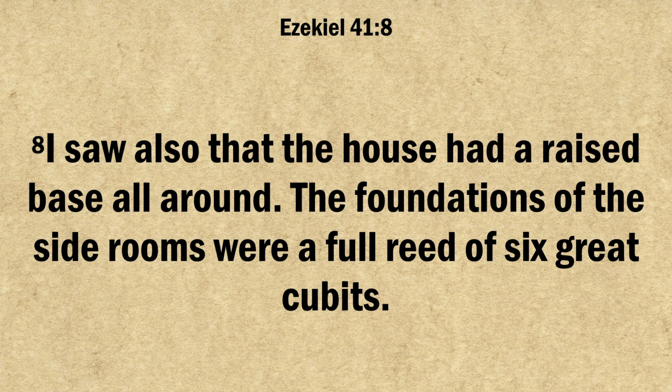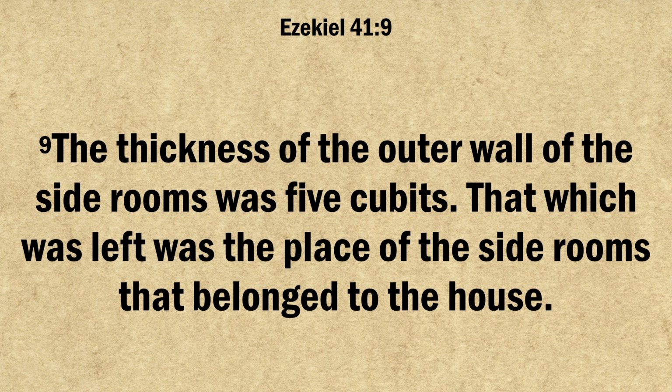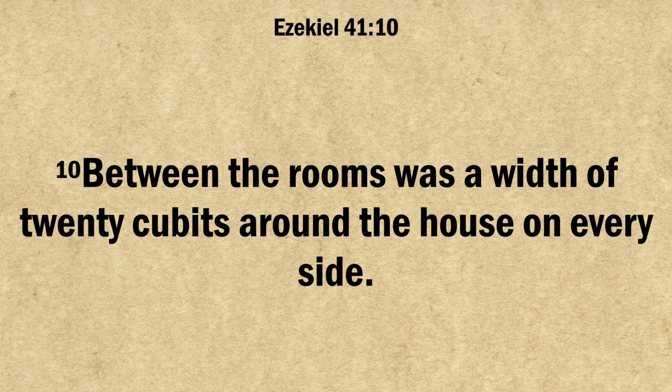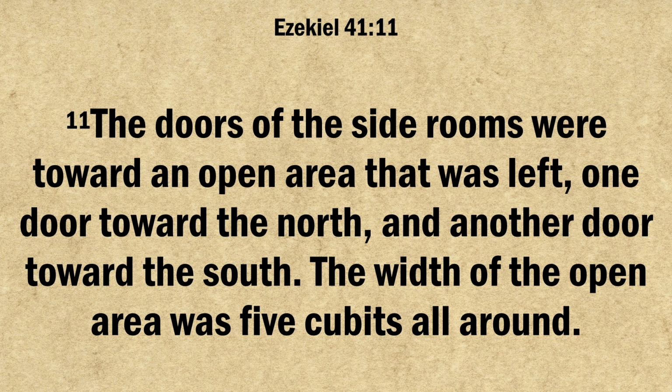The foundations of the side rooms were a full reed of 6 great cubits. The thickness of the outer wall of the side rooms was 5 cubits. That which was left was the place of the side rooms that belonged to the house. Between the rooms was a width of 20 cubits around the house on every side. The doors of the side rooms were toward an open area that was left, one door toward the north, and another door toward the south. The width of the open area was 5 cubits all around.